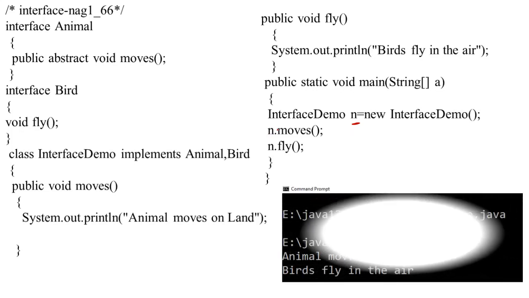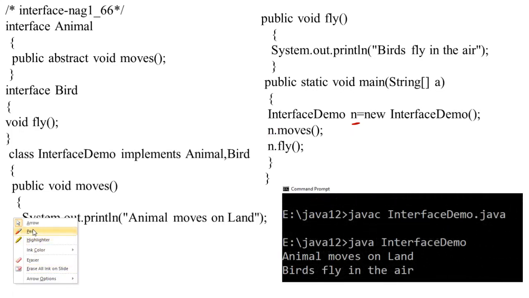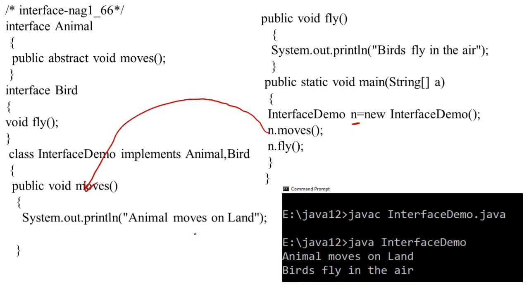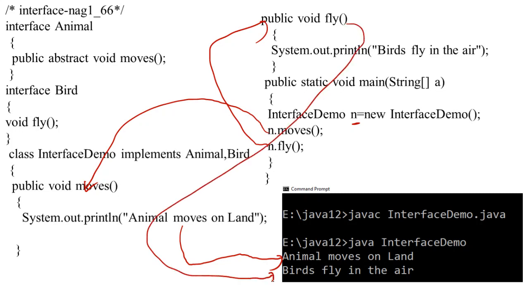Just let me show the output. It is simple and straightforward. n dot moves means automatically control will go to this method. What will it print? Animal moves on land. n dot fly means where will it go? Public void fly. What will it display? It will display birds fly in the air. It is a simple and straightforward lecture.